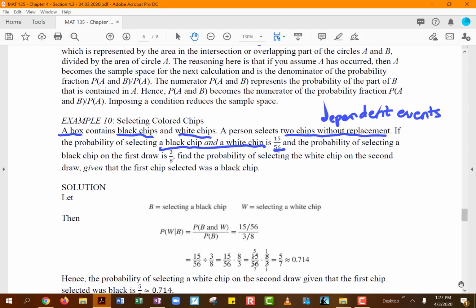And then they're saying the probability of selecting just a black chip on the first draw is 3 out of 8. So this would be your first event, is drawing that black chip. So they want to know what's the probability of selecting a white chip on the second draw, given that on the first one you were selecting a black chip. So this is your conditional probability that they're asking.